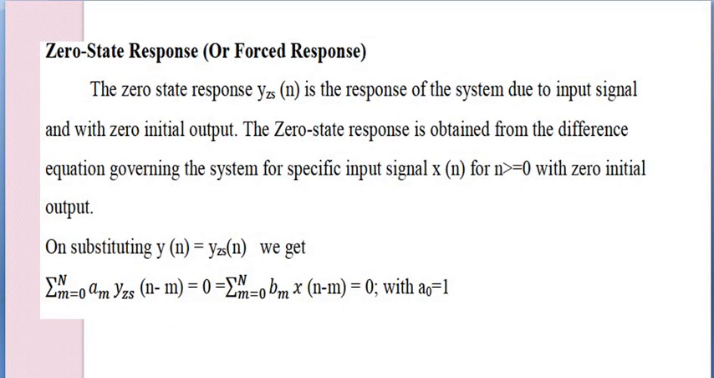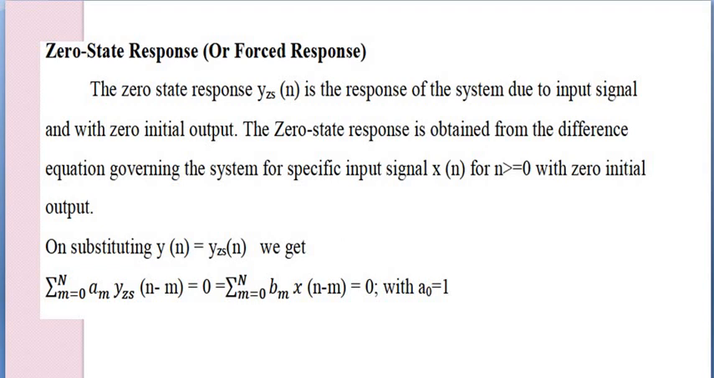Zero state response, or forced response. The zero state response y_zs(n) is the response of the system due to the input signal with zero initial output. The zero state response is obtained from the difference equation governing the system for a specific input signal x(n) for n greater than or equal to 0 with zero initial output. On substituting y(n) equal to y_zs(n), we get summation m equal to 0 to N of a_m y_zs(n minus m), which is equal to 0.